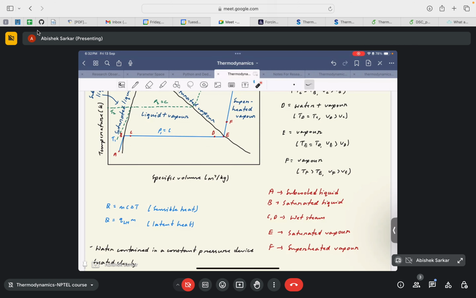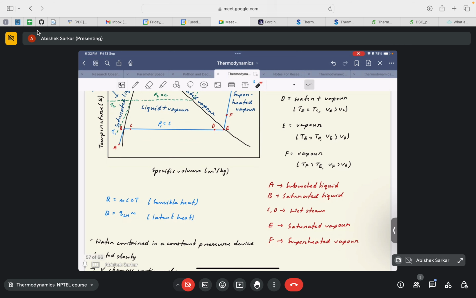So again, as I mentioned, there are two types of heating observed in this diagram. There is the sensible heating from point A to B and E to F, which is denoted by m c delta T. So for sensible heating, we observe a change in temperature. That's why we have a delta T term in the heat addition expression. Similarly, we also have a latent heat region or phase change region where we experience heating without a change in temperature, and that kind of heat is known as latent heat or hidden heat, because we do not see any change in temperature, right?